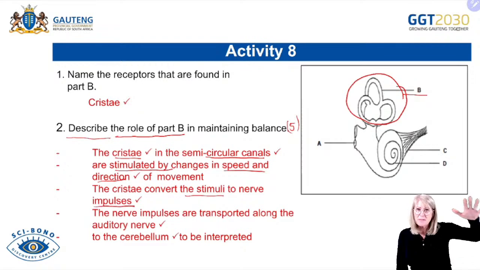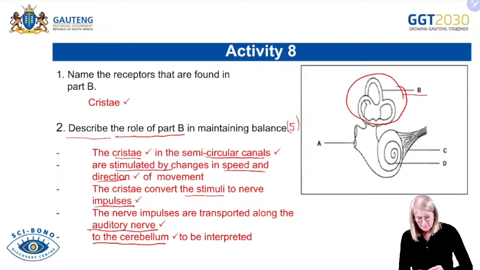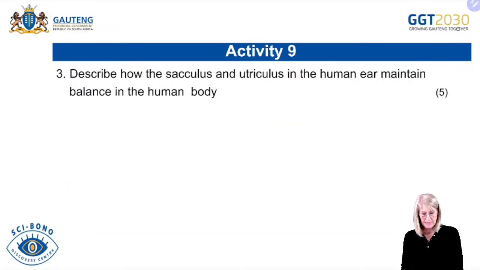That nerve impulse doesn't stay there. It's got to move. And that is then transported along the auditory nerve, and that must then go to the cerebellum. So these questions, when you look at them and you've practiced and you know this, then they actually become quite easy to answer. All right, let's have a look at the next question.